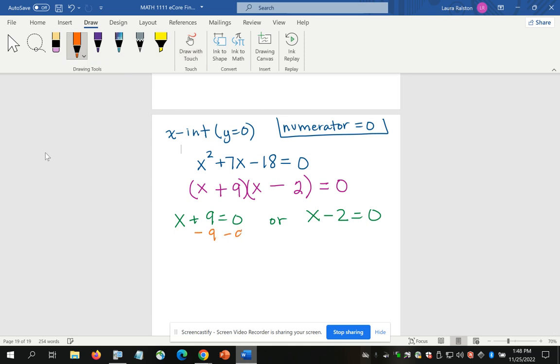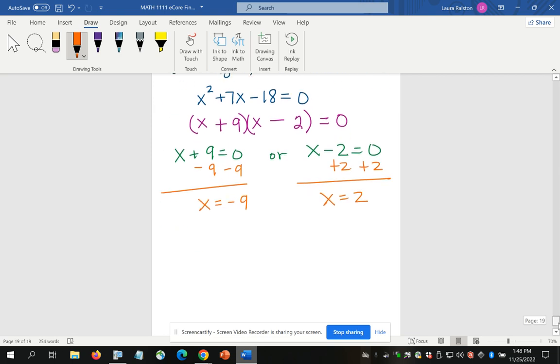So subtract 9 from either side. So I'll get x equals negative 9. Add 2 to either side. x is 2. So we end up with the x-intercepts being negative 9, 0, and 2, 0. So you'll actually have three answers. You have one y-intercept, which was 0, negative 6, and you have two x-intercepts, one at negative 9 and one at positive 2. And that's it.